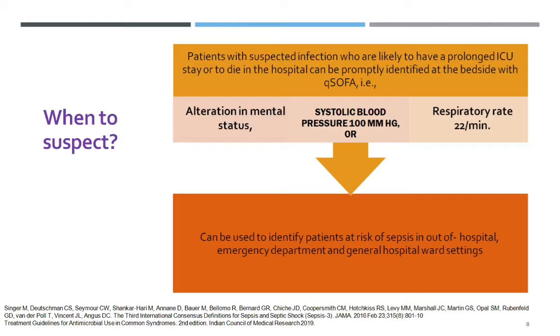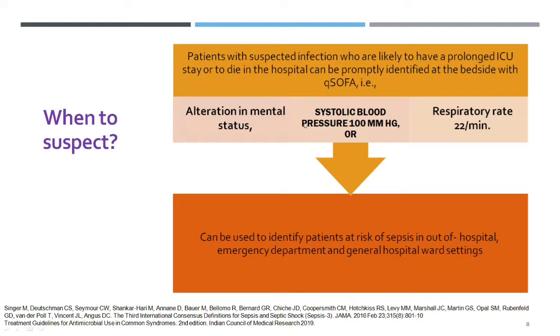What is this Q-SOFA score? It consists of three basic elements. One is alteration in the mental status. Second is systolic blood pressure of less than 100 mmHg, or a respiratory rate of more than 22 per minute. Using these three basic elements, a Q-SOFA score is graded either 0, 1, 2, or 3. Each element is given a score of 1, and a score of 2 means it is likely that the patient has sepsis and has a prolonged ICU stay or could have a higher mortality.